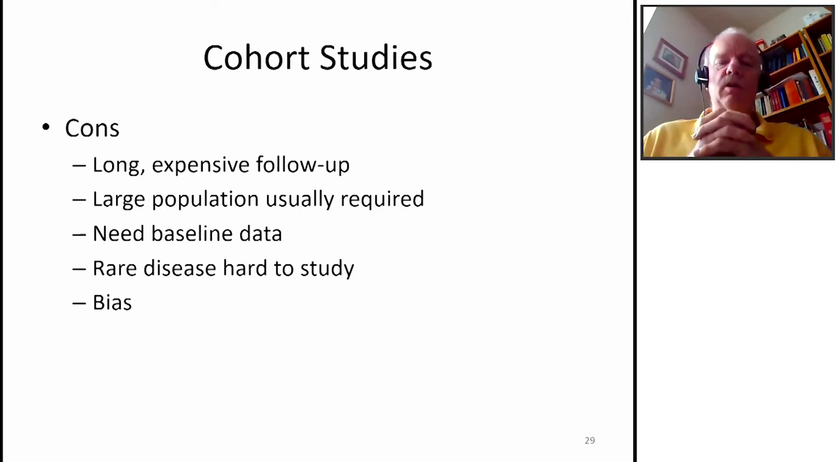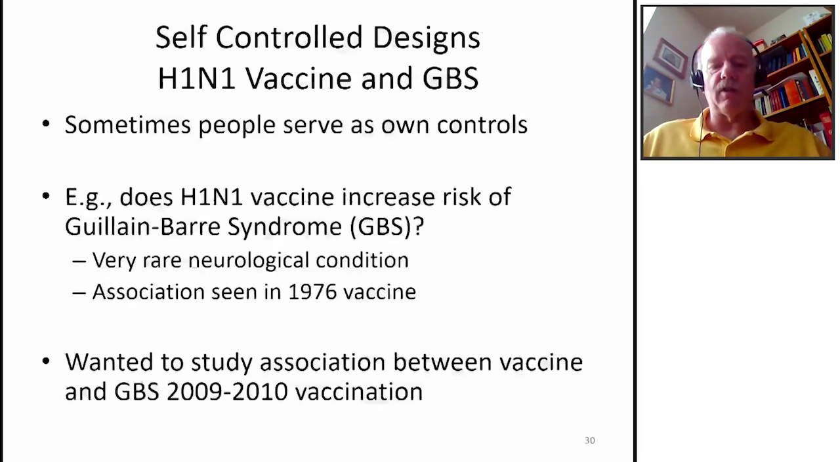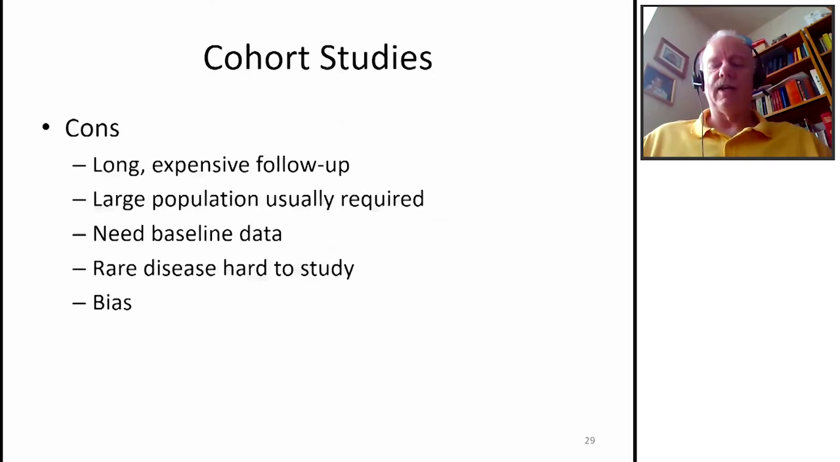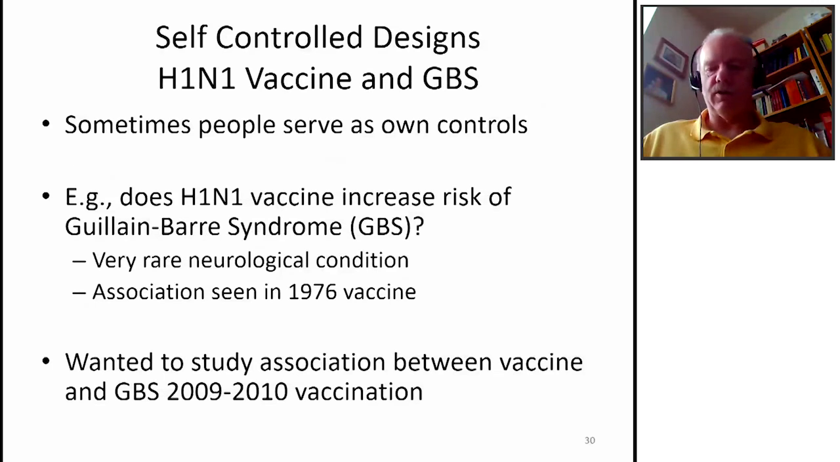But they tend to be longer, and they could be expensive to follow up all these people. You usually need large sample sizes and baseline data. And again, if you have a rare disease, you're not going to get much out of a cohort study because almost no one's going to get the disease. And as with all of these observational studies, you are going to encounter bias.